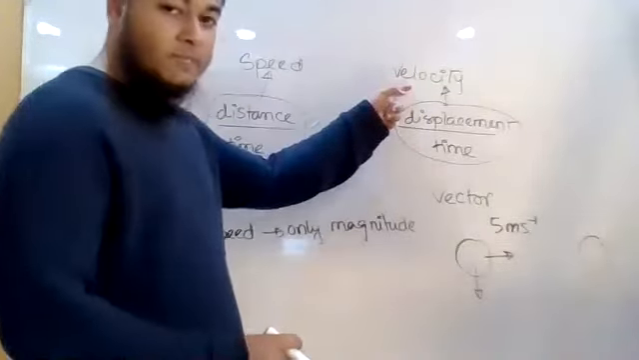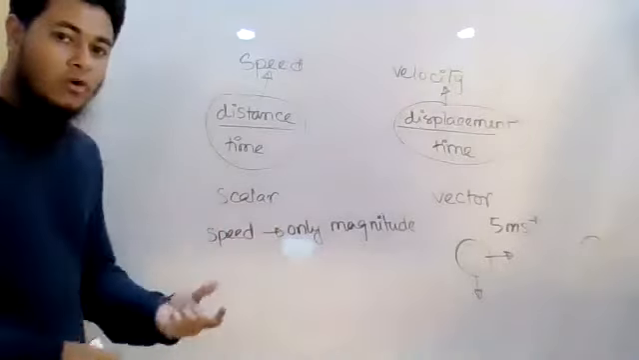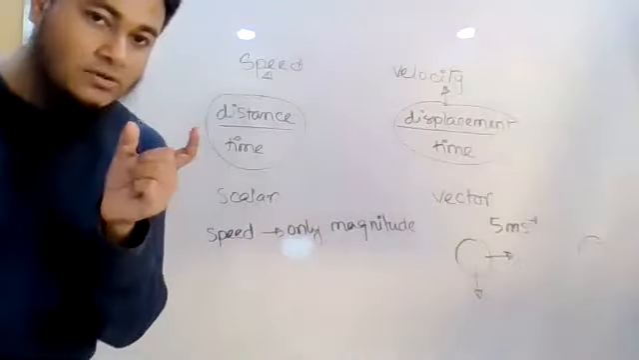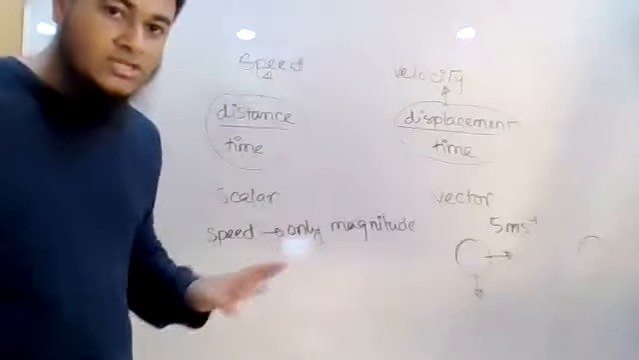So whenever we mention the magnitude, the numerical value, and also the direction, that is velocity. And when we mention only the speed, meaning the magnitude, 60 km per hour.